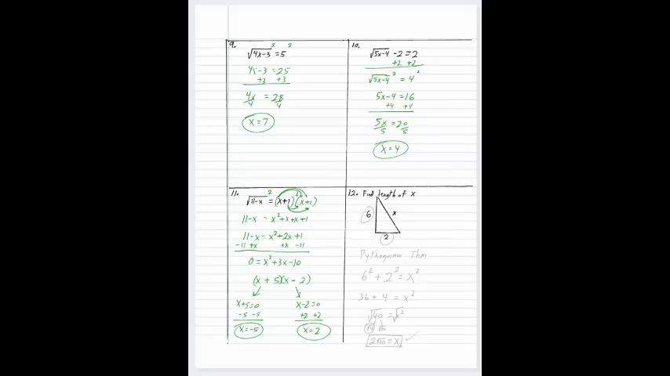For number 12, we would like to find the length of x. And we're going to use something called the Pythagorean theorem. And the way that works is we're just going to do 6 squared plus 2 squared equals x squared. 6 squared is 36. 2 squared is 4. If I add that up, I get 40.